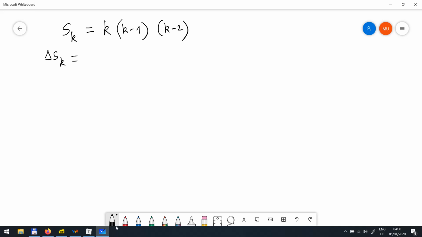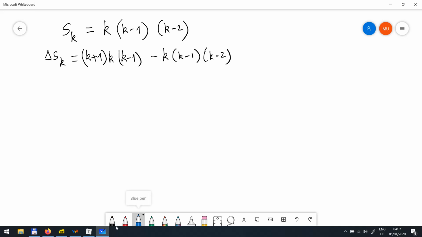So here I will have the original a k, k minus 1, k minus 2, and here just work it out. First k will become k plus 1 because I am going for the next term. This k minus 1 will become k, and this k minus 2 will become k minus 1.